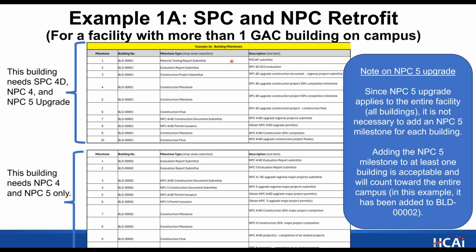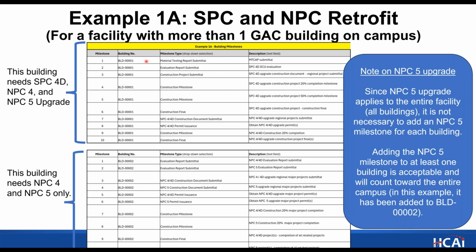So again, this example is for a facility with more than one GAC building on campus, and one that has all three of these types of retrofits for one of their buildings. The reason that's important is because there's only 10 slots for the milestones. So you have to be a little strategic in how you pick which milestones to include. So this is our suggestion if you have this scenario.